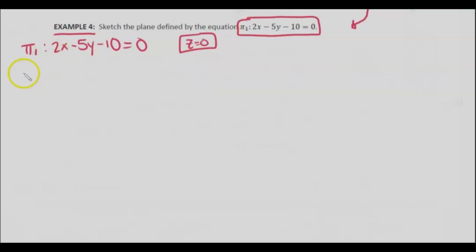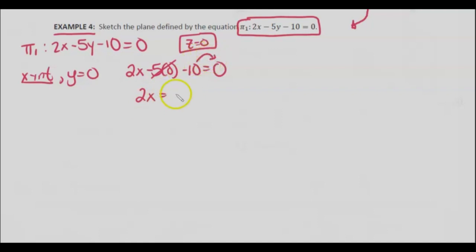So let's first find the x-intercept. In order to find the x-intercept, we know that we have to sub in y equals 0. So let's go ahead and do that: 2x minus 5 times 0 minus 10 equals 0. By substituting in y equals 0, we no longer have the negative 5 times 0. We have 2x equals, bring the negative 10 over, we get 10. We get x equals 5. So that's going to be one of our intercepts: the x-intercept (5, 0, 0).